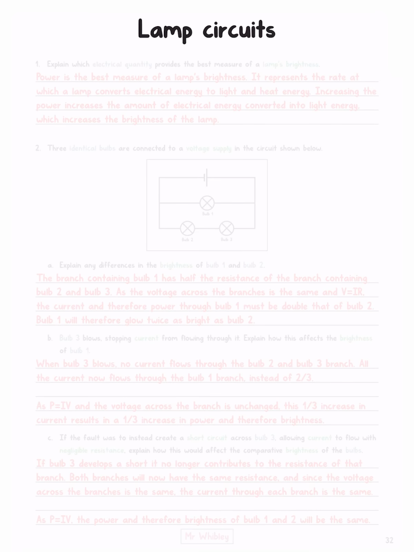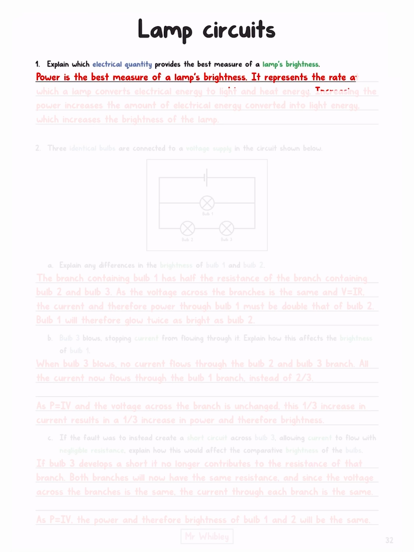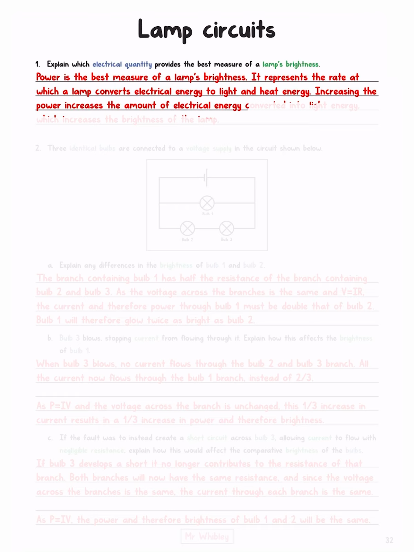Lamp circuits. Question 1. Explain which electrical quantity provides the best measure of a lamp's brightness. Power is the best measure of a lamp's brightness. It represents the rate at which a lamp converts electrical energy to light and heat energy. Increasing the power increases the amount of electrical energy converted into light energy, which increases the brightness of the lamp.